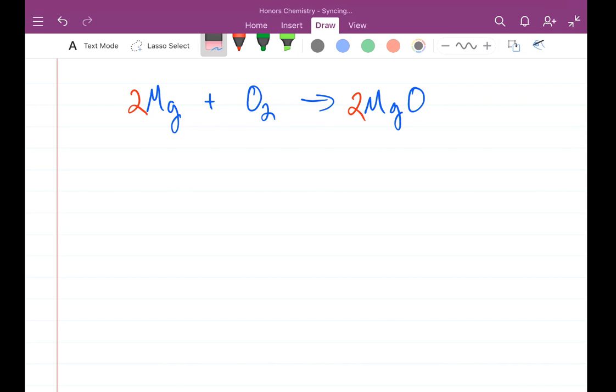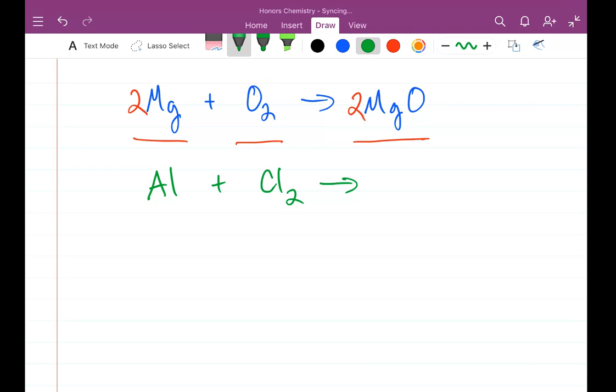So that's free element plus free element gives us a binary compound. So we'll try another one and see if you can get this one on your own. Let's go with aluminum plus chlorine. So what's that going to give us? Two free elements. Go ahead and stop here and see if you can figure out your answer.